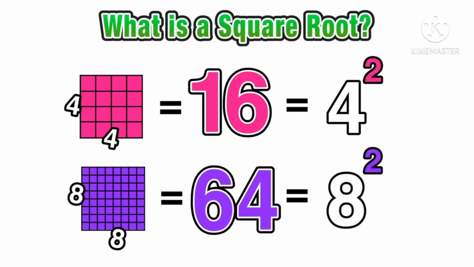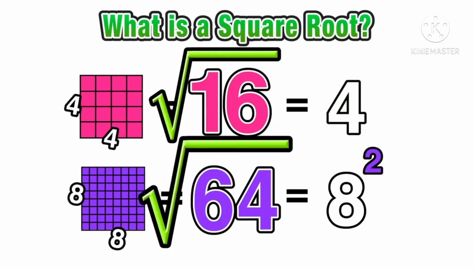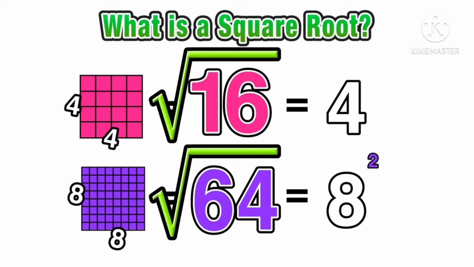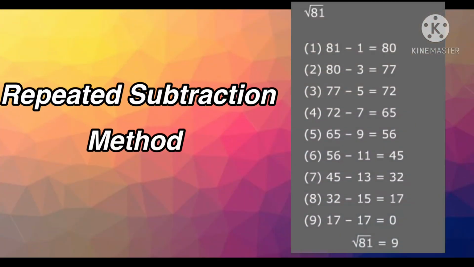So now this power 2 will be dissolved in this radical sign, which is called the symbol of square root. So the square root of 16 is 4. And in the same way the square root of 64 is 8. First we are going to discuss the repeated subtraction method to find the square root of the number 81.